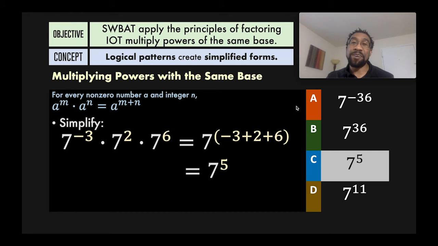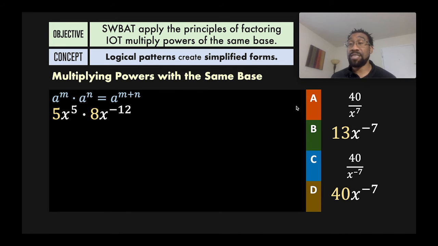I hope you got this because we're about to step up our game just a wee bit. I hope you can see that we're just simply using logical patterns to create simplified forms of what we start with. This time we're not just working with numbers, but we're working with variables. We're still going to apply the same process, but there may be one or two additional steps in these problems, which makes it a little more difficult for some people. That's okay, because I'm here to make it clear, make it plain. My teaching is supposed to be like spring rain.